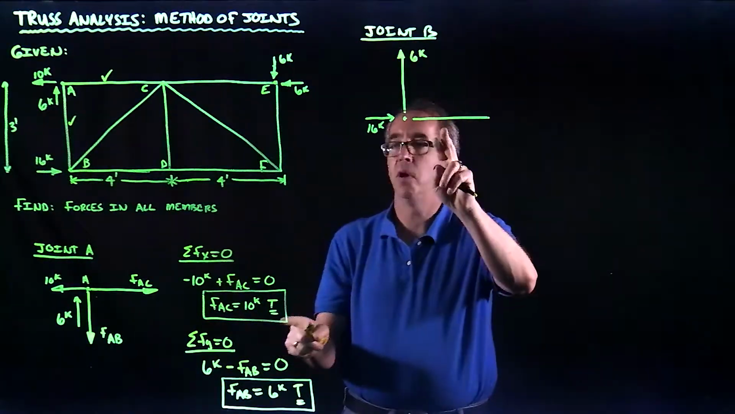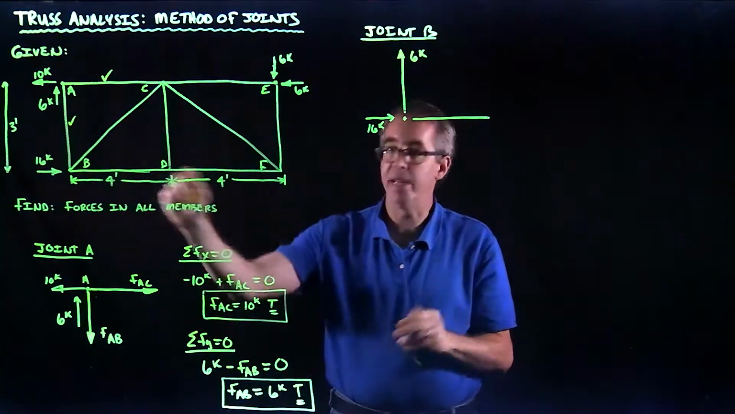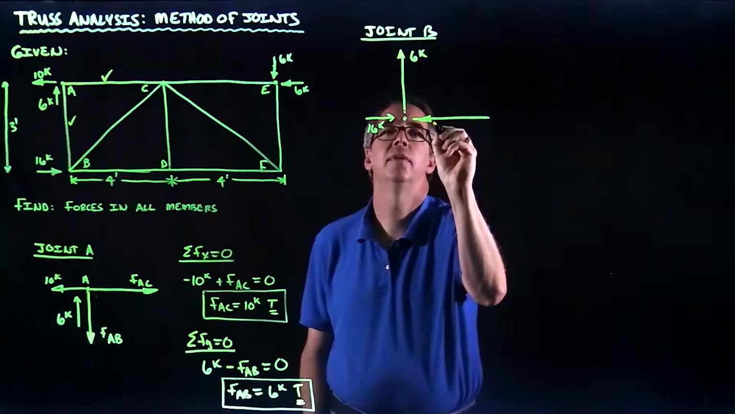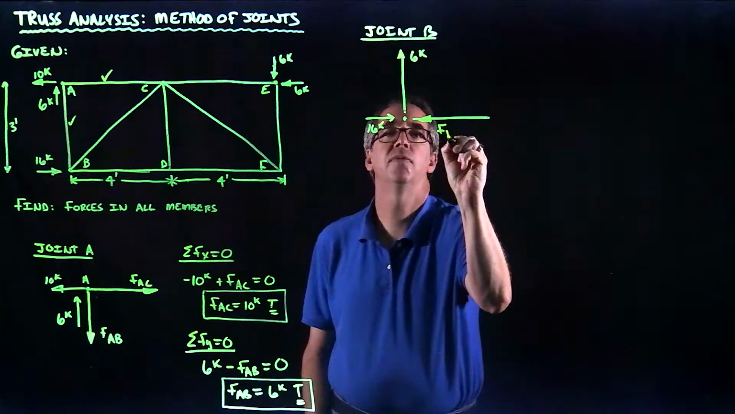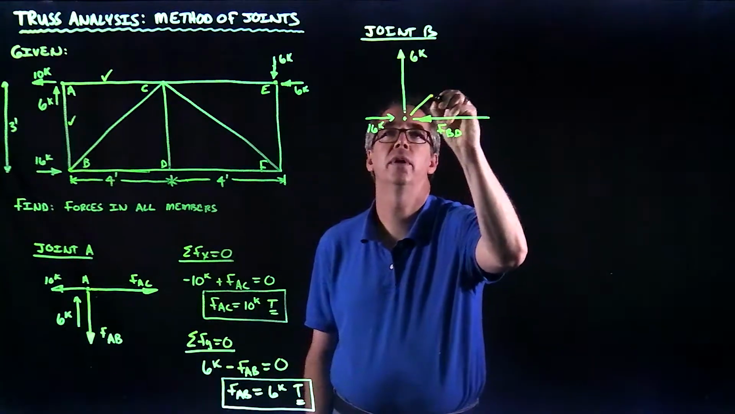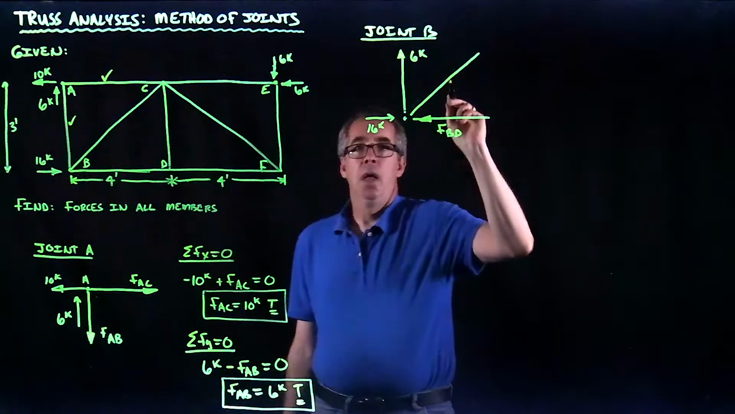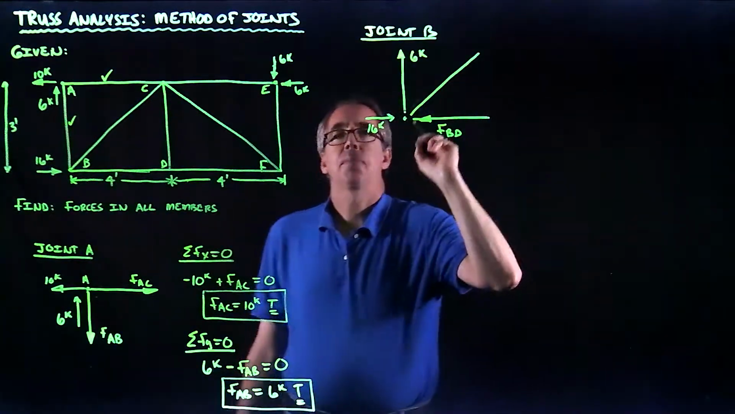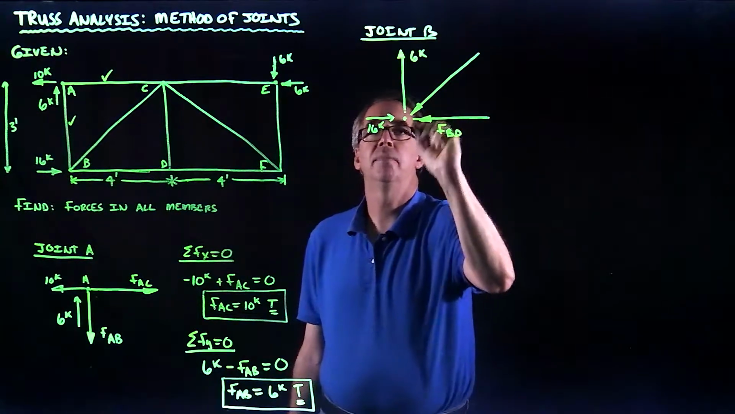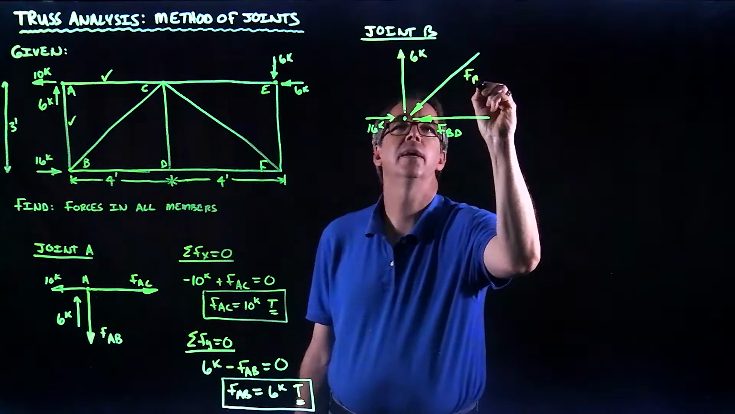I don't know what the force is going to be in member BD. I'm going to go ahead and guess it is going to the left, and I'm just going to label this as force BD. And of course I have another force going on in here. I know the direction of this; I can see visually it's going to be in compression. Let me go ahead and label this. This is the force in member BC.